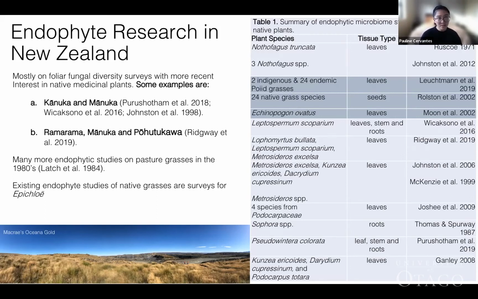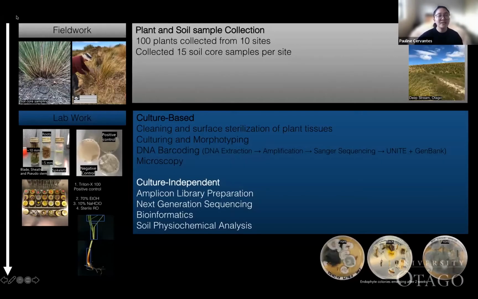So what I'm doing for my project is a continuation of my honors project back in 2020, which was looking at the culturable endophytes in Kainakloa. That, as well as the findings that I've gathered so far, will hopefully work towards identifying the endophytic microbiome of Kainakloa, and in particular, Kainakloa rubra and Kainakloa rigida. So how I've done that is I've collected at least 100 plants from 10 different sites with different land use histories.